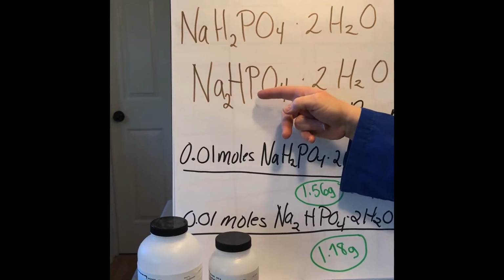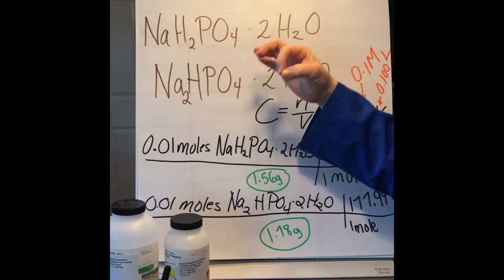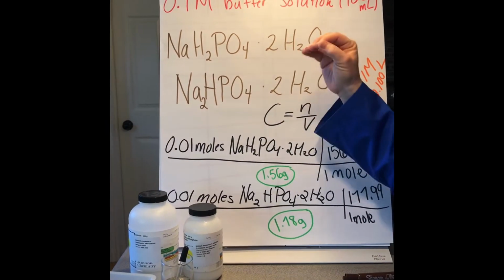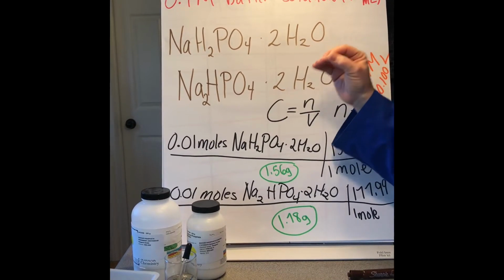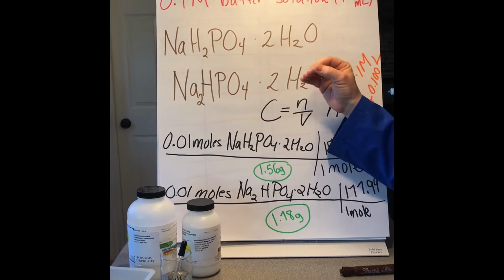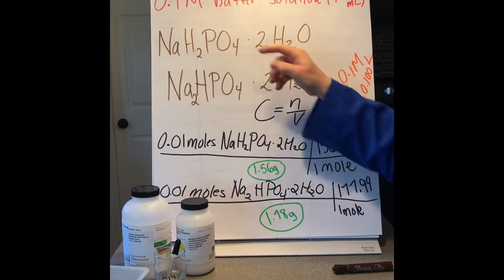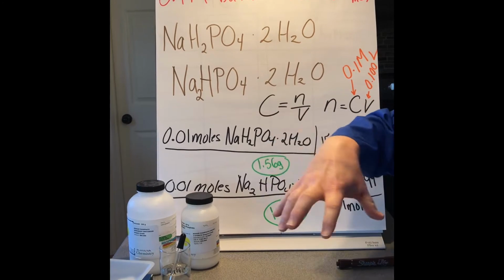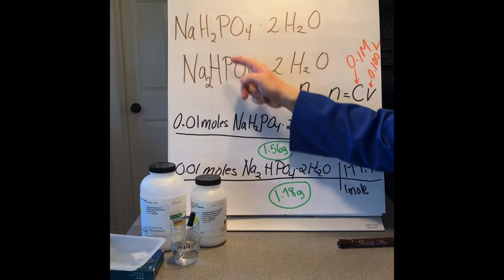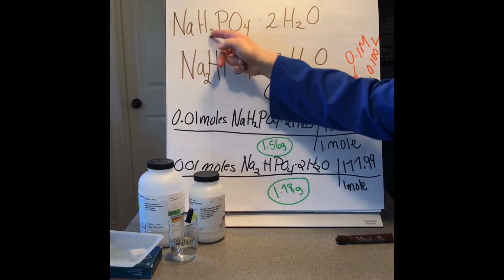Buffers are made up of two compounds that are a conjugate acid-base pair. And remember, conjugate acid-base means they only differ by an H. So in this reaction, these two chemicals are just going to keep passing that proton back and forth.